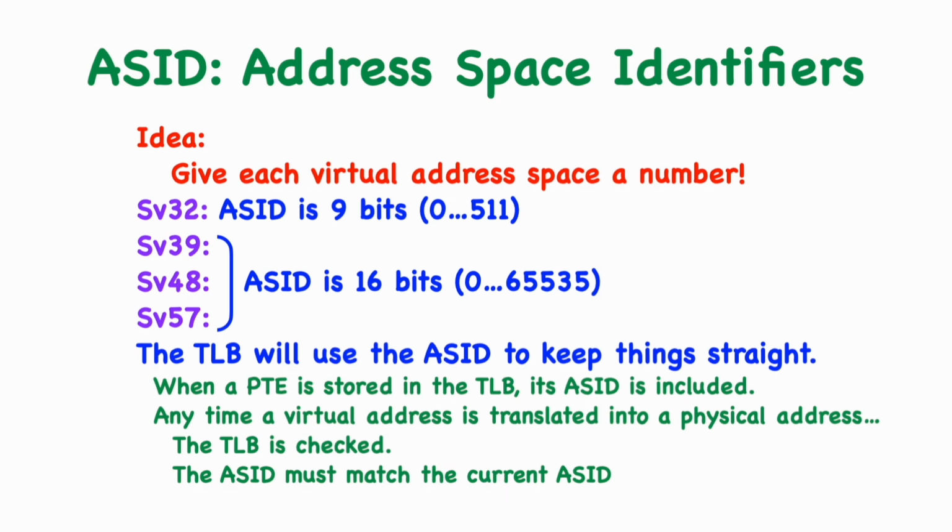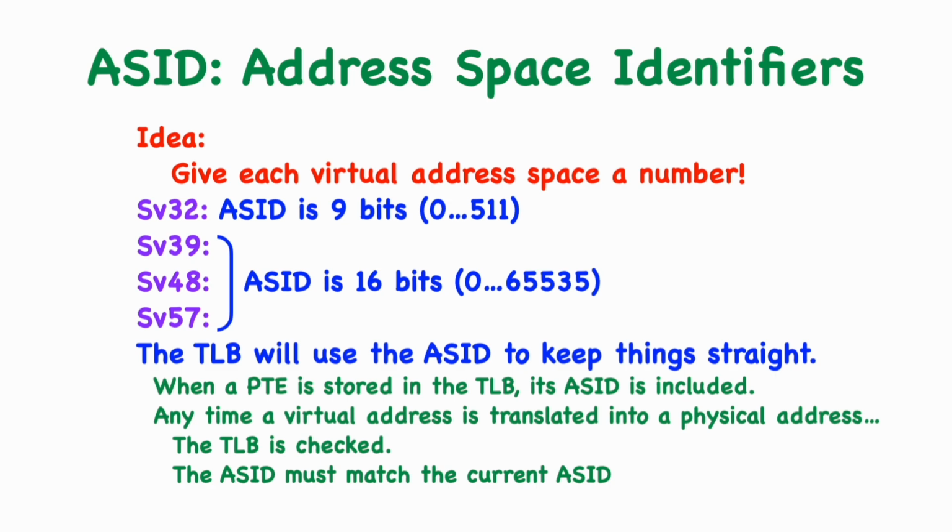The translation lookaside buffer will use the address space identifier to keep page table entries straight. When a page table entry is stored in the translation lookaside buffer, its address space identifier is also stored in the TLB as part of the entry. Then, during execution, each time the core needs to translate a virtual address, it'll first check the TLB to see if there's a matching entry. If there's a matching entry, the core will also check that the address space identifier for the entry matches the current address space identifier.